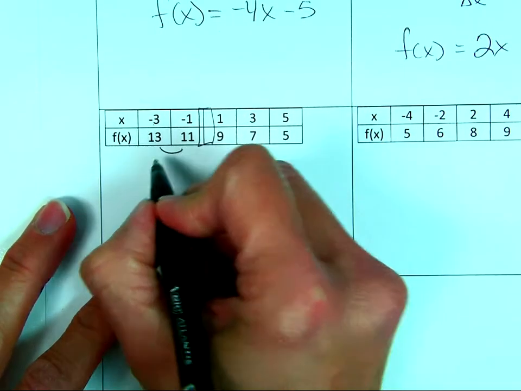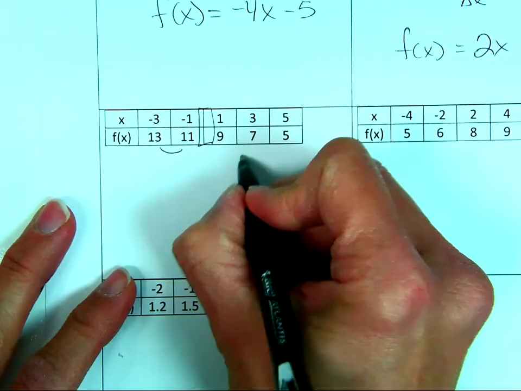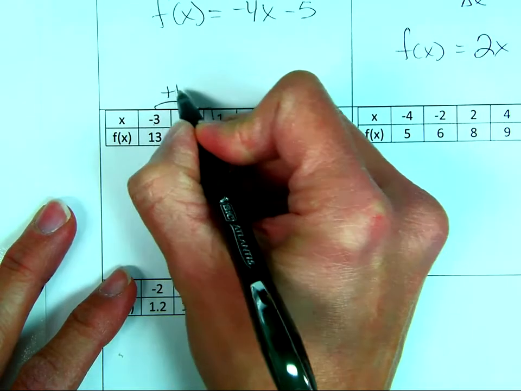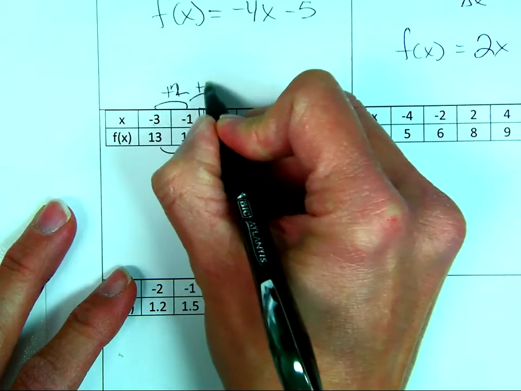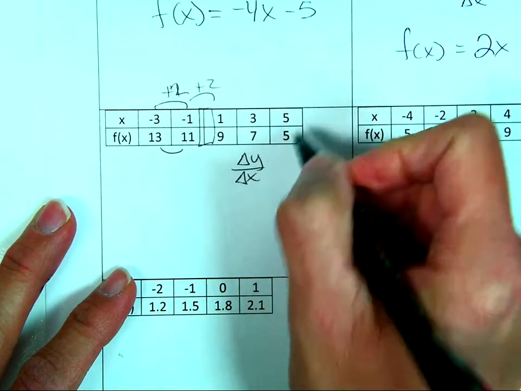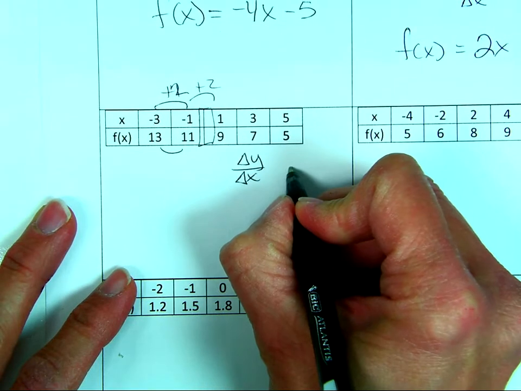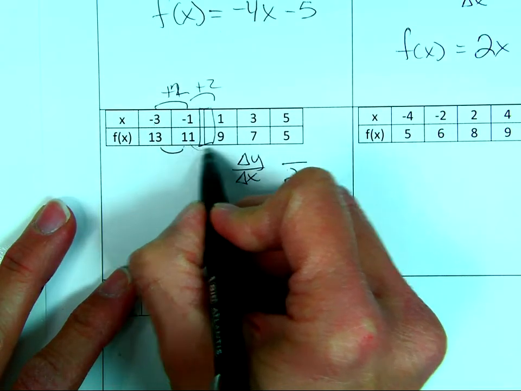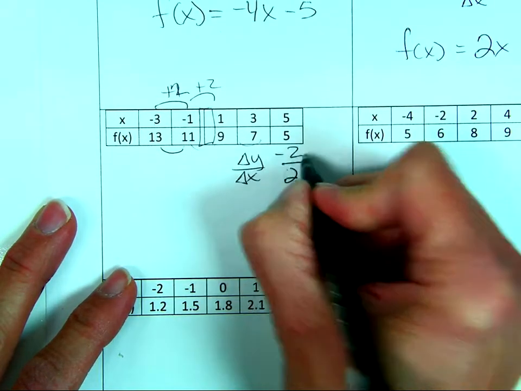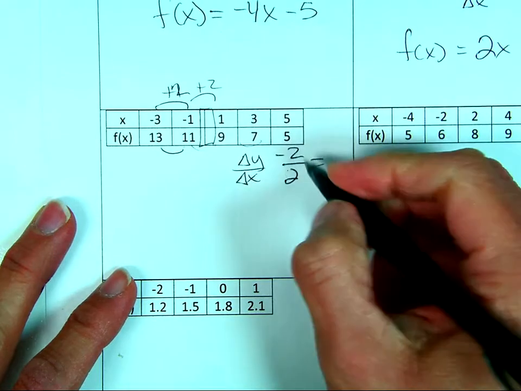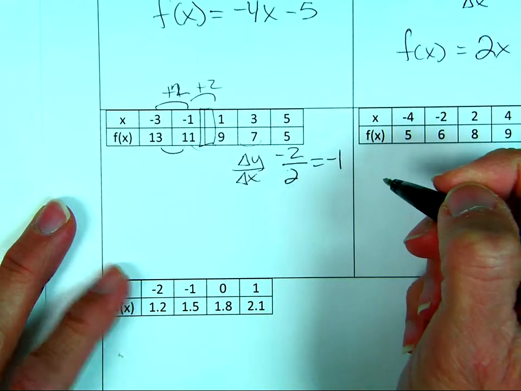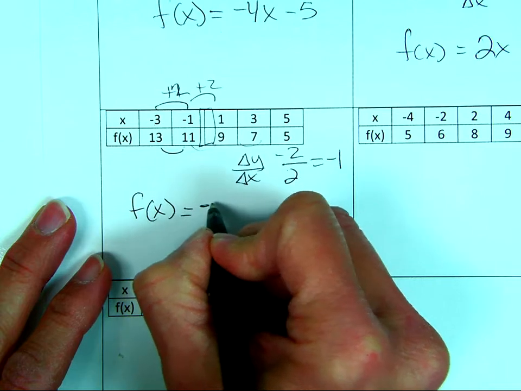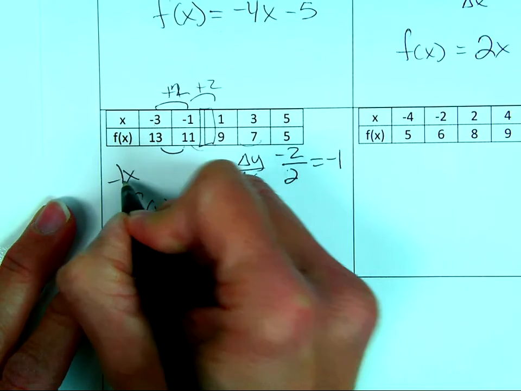So again, I'm going to find my change in y over change in x. It looks like up here I'm going +2 each time. +2, +2. Yep, +2 each time. So that's my change in x, the 2. And then my change in y looks like -2 each time. So my change in y is -2. What do I get? I get a -1. So I know that my slope now is -1. You can put a -1x. I'm just going to put a -x.